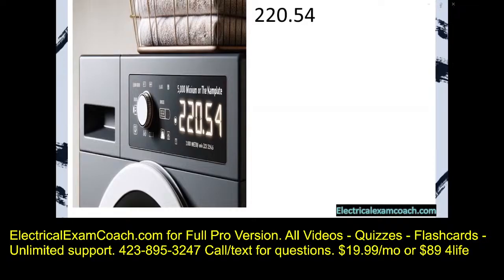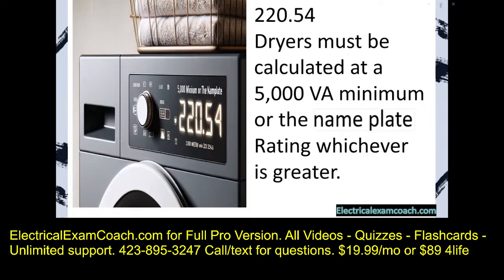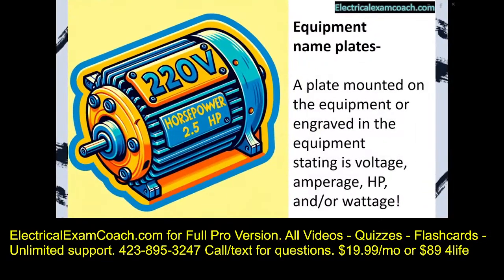Section 220.54 lets us know that dryers must be calculated at a 5,000 VA minimum or the nameplate rating, whichever is greater. Now, let's learn what a nameplate is. Equipment nameplates: a plate mounted on the equipment or engraved in the equipment that is stating its voltage, amperage, horsepower, and or its wattage. Now, it may only have a few of these, but as we've learned in previous lessons, we can apply Ohm's law to find the unknown.